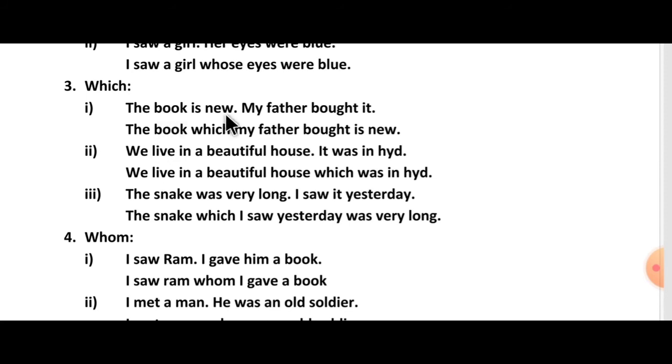The book is new. My father bought it. Here, first you have to identify the related words. In the first sentence, the book; in the second sentence, it. It means here nothing but book.